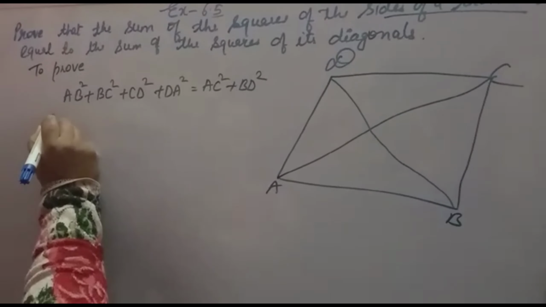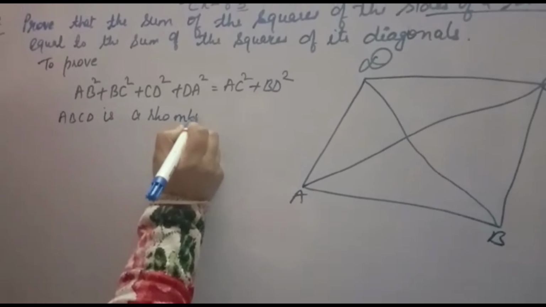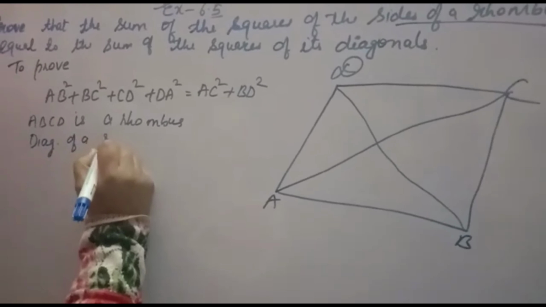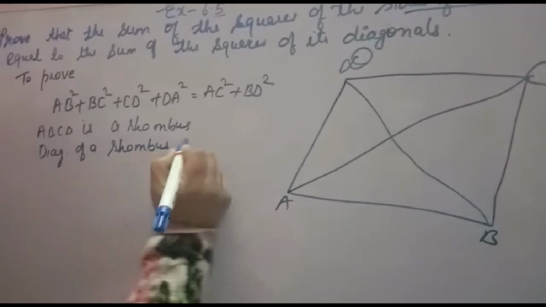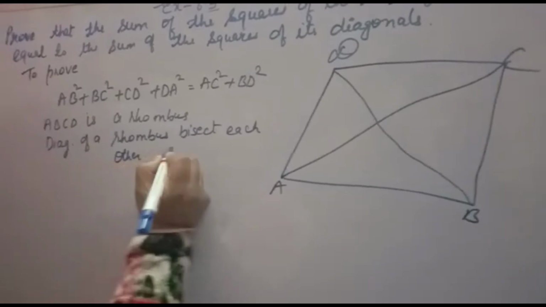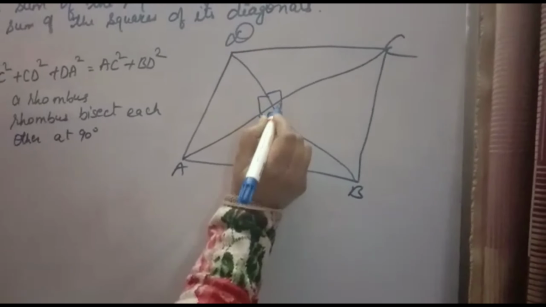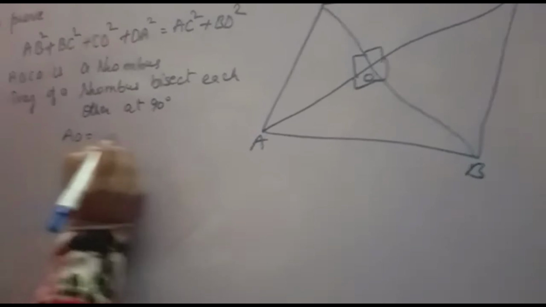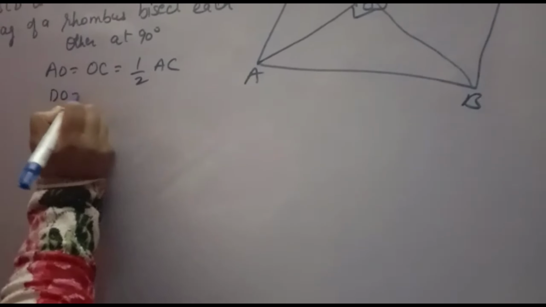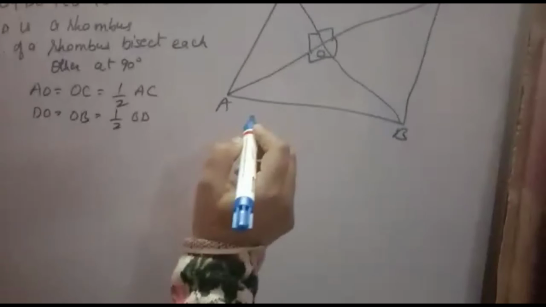Now, ABCD is a rhombus, and the diagonals of a rhombus bisect each other at 90 degrees. Suppose this point is O. All these angles are 90 degrees, and AO equals OC equals half of AC, and DO equals OB equals half of BD. Means diagonals bisect each other and each angle is 90 degrees.